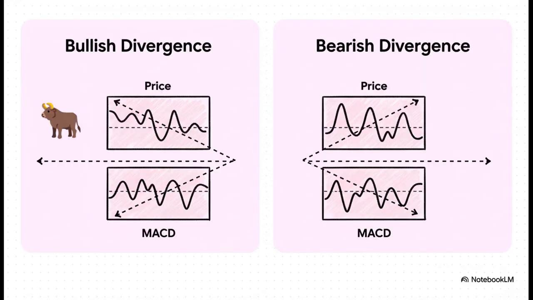Now divergence, this is a more subtle signal, but man can it be powerful. Divergence happens when the price chart is telling you one story, but the MACD indicator is telling you a completely different one. For instance, say the stock's price hits a new low, but the MACD doesn't. The MACD actually makes a higher low. That disagreement is called a bullish divergence, and it's a huge clue that the downward momentum is running out of gas.